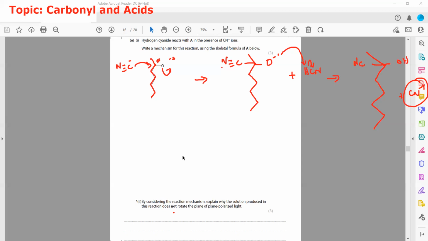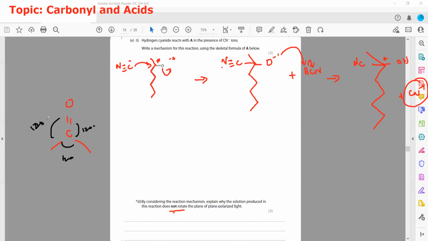Then the next part: by considering the reaction mechanism, explain why the solution produced does not rotate the plane of polarised light, even though this carbon is a chiral carbon. Even though this chiral carbon is there, the solution does not have any effect on polarised light. The thing is, this carbonyl group is planar, whether in an aldehyde or a ketone, and each bond angle is 120 degrees.